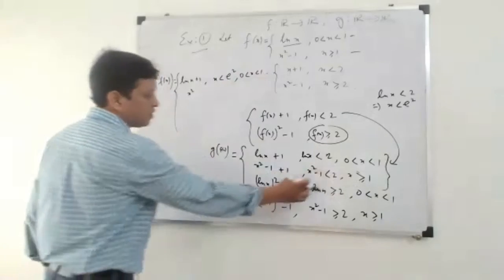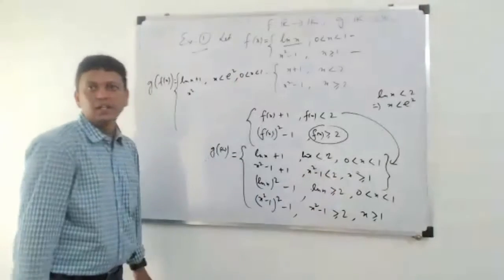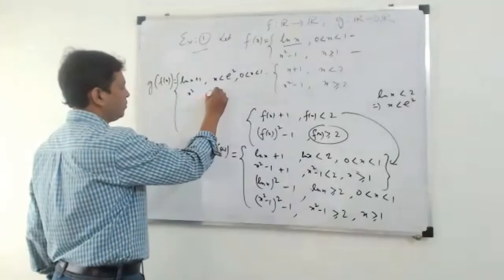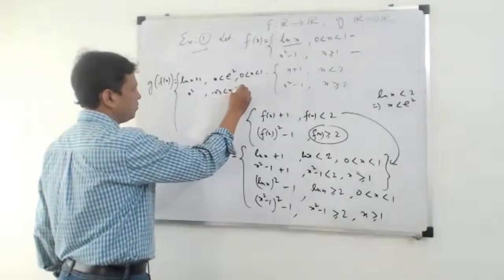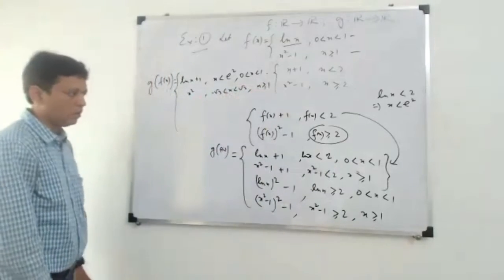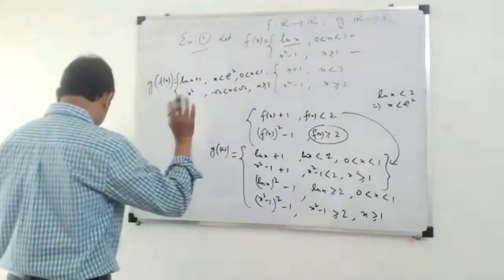This is x squared less than or equal to 3, so minus root 3 to plus root 3. And this part, this is (ln x) whole square minus 1. Okay, fine.